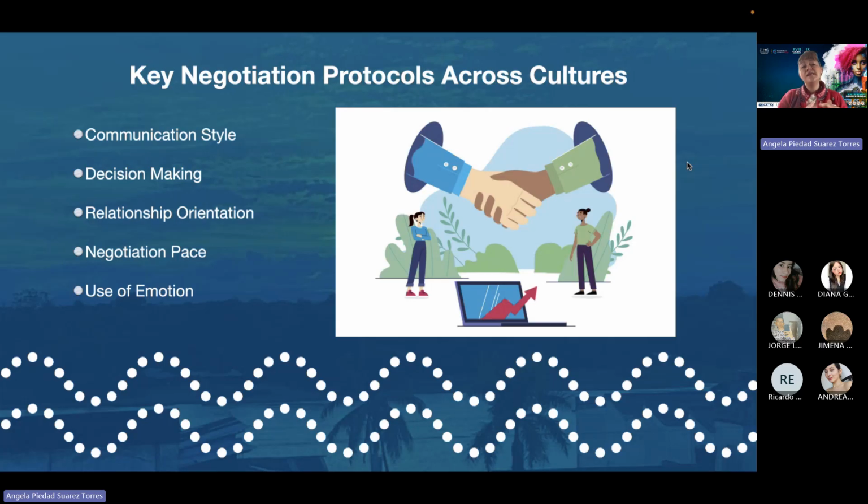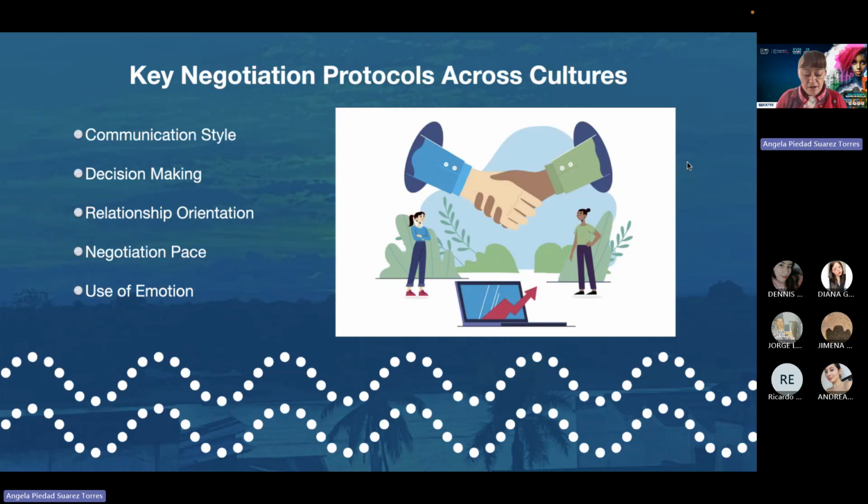So look at those different elements that are very important: communication, decision making, relationship orientation, negotiation pace, and use of emotions. Something as human as emotions, how important is it in the process of negotiation when we're talking about business. Sometimes we think that business is just so impersonal and just belongs to the company, but at the end, emotions in some cases are very important in those processes.